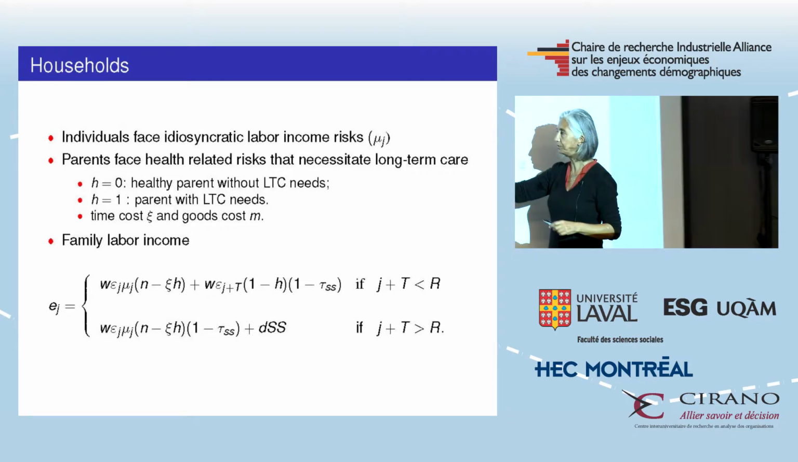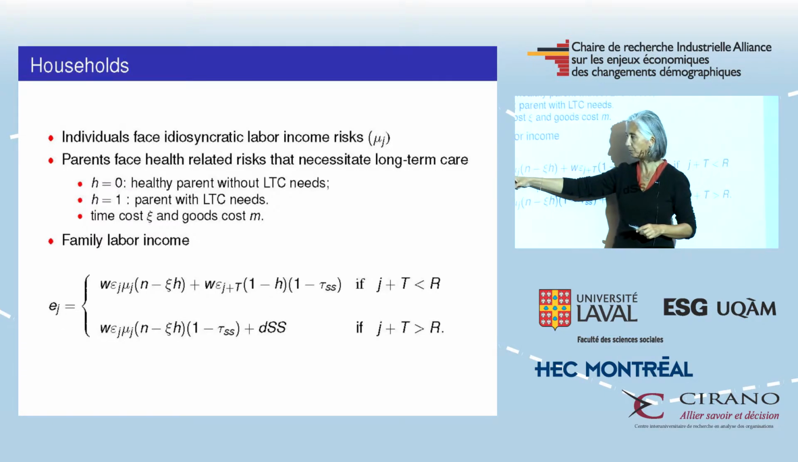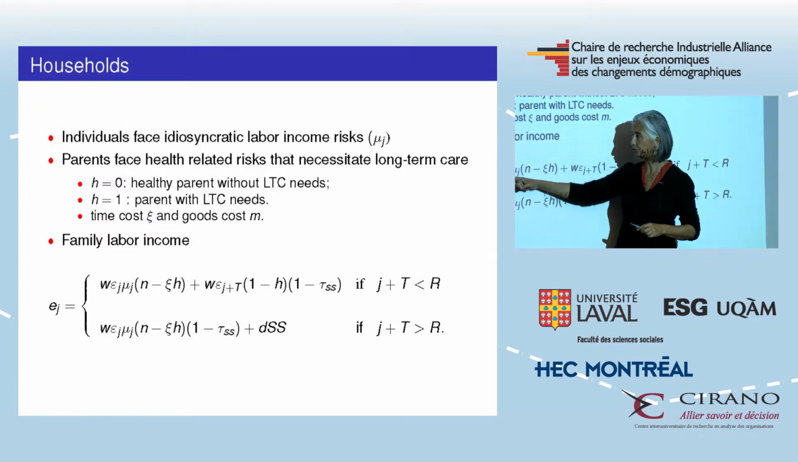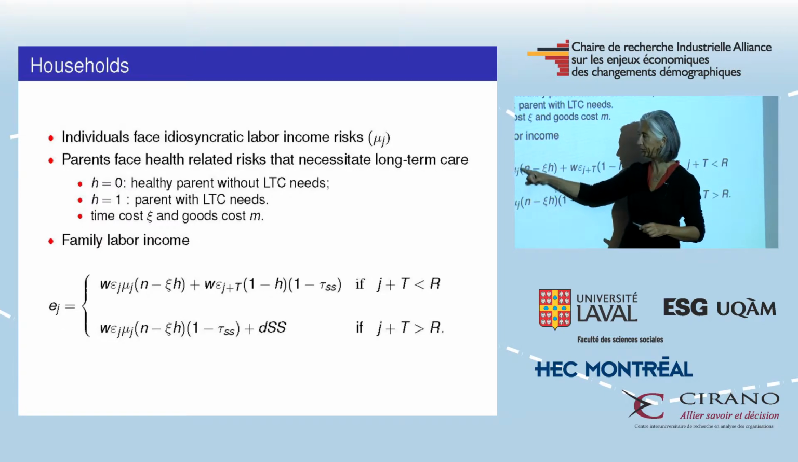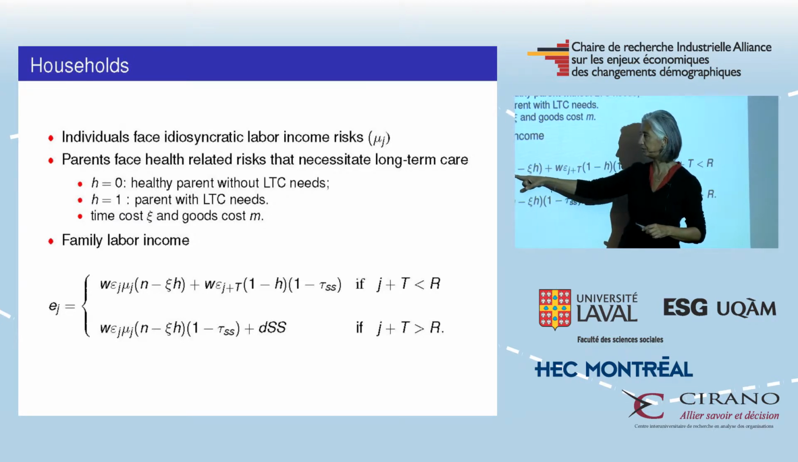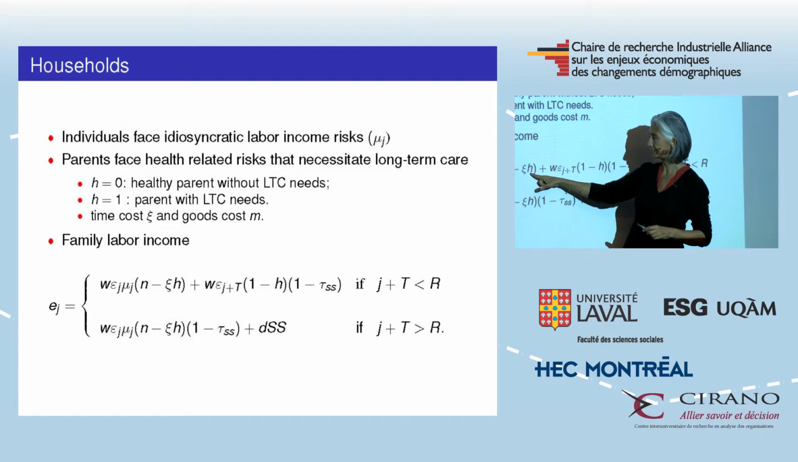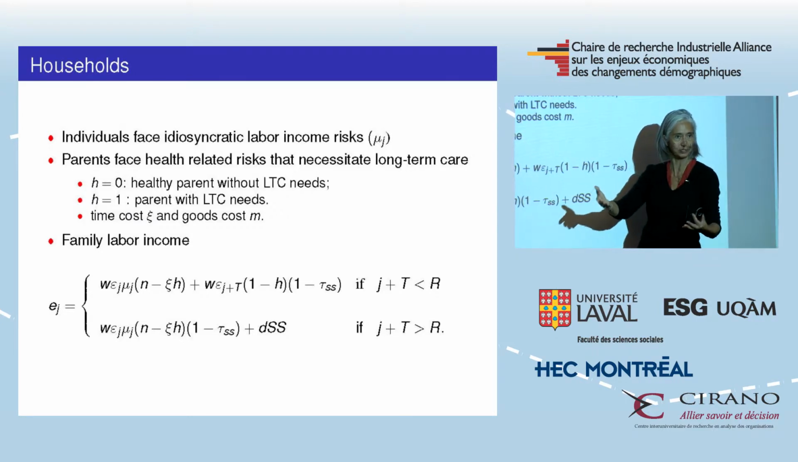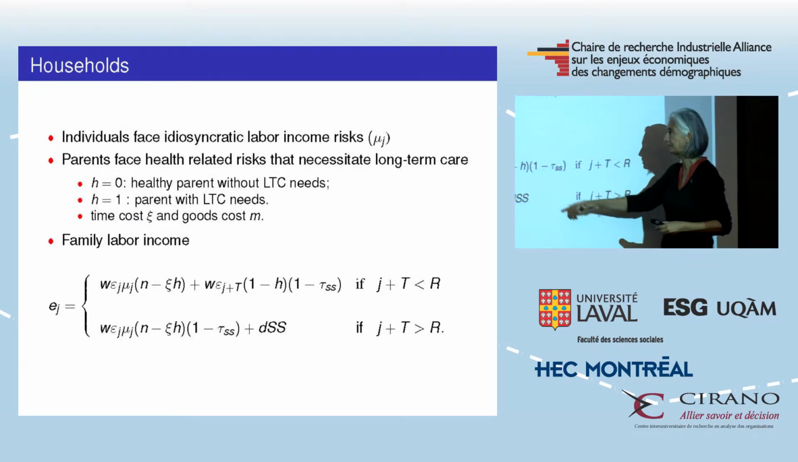And part of that interaction you can see in the earnings of the household. So what you have here is the economy-wide wage rate, the age earnings profile, income uncertainty while working, and the number of children. If the parent is sick, age is equal to 1, then this amount of time has to be devoted to taking care of the parent.